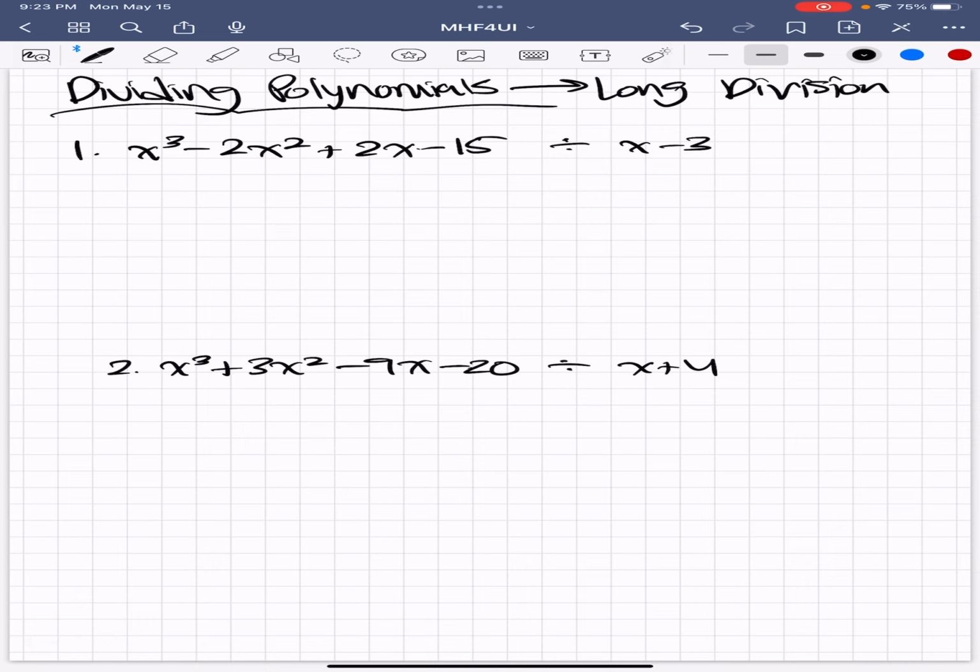So x to the power of 3 minus 2x squared plus 2x minus 15 divided by x minus 3.